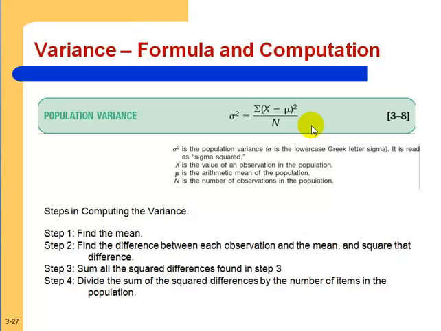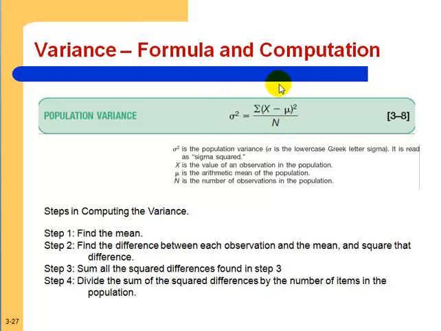So it's very important. We use sigma squared to represent the variance. Sigma squared is the population variance; sigma is a lowercase Greek letter, and it's read as sigma squared. And x here is the value of an observation in the population. Mu is the mean of the population. We already know how to calculate the mean, mu. N is the number of observations in the population.